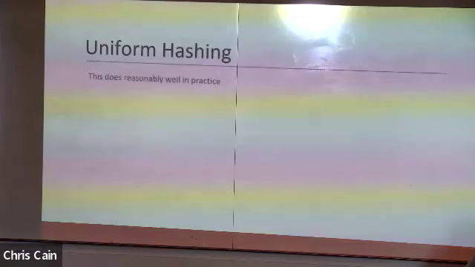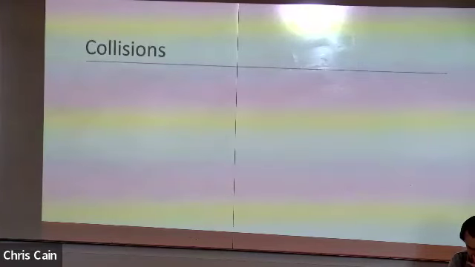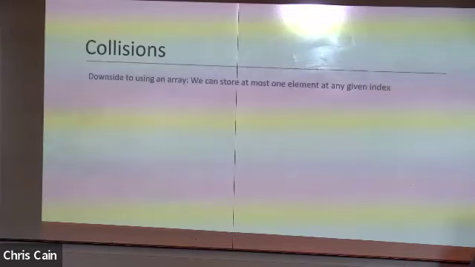But we want to do something that looks kind of like I showed you earlier. If you use Java's built-in string hash and hash Tale of Two Cities, you get pretty equally distributed bins. And this looks great. This looks like a very successful hash with a way too small table size. So if we use an array, of course, we can only store one element at a particular index, which is a problem.